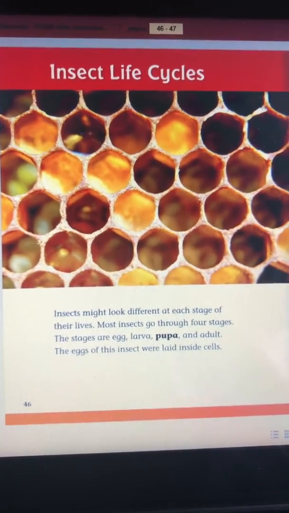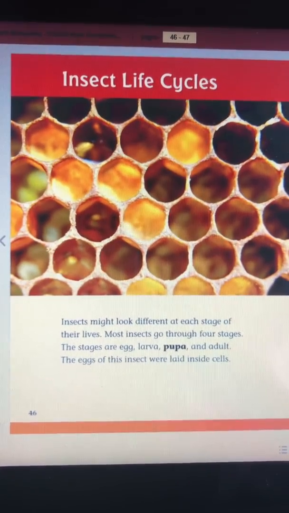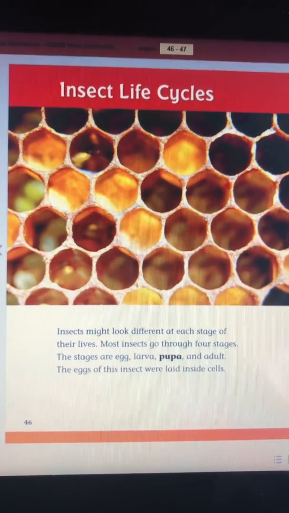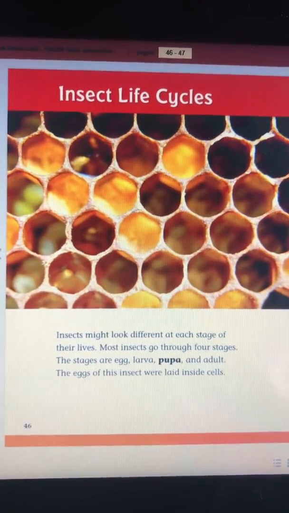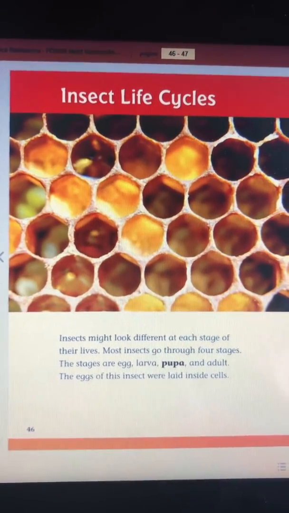Insect life cycles. Insects might look different at each stage of their lives. Most insects go through 4 stages. The stages are egg, larva, pupa, and adult.